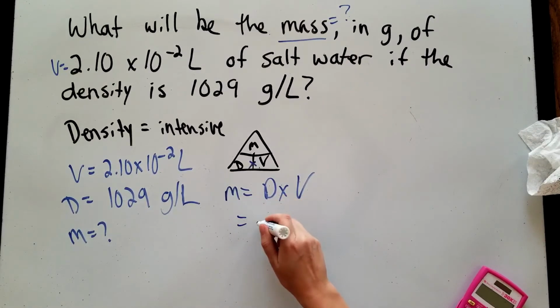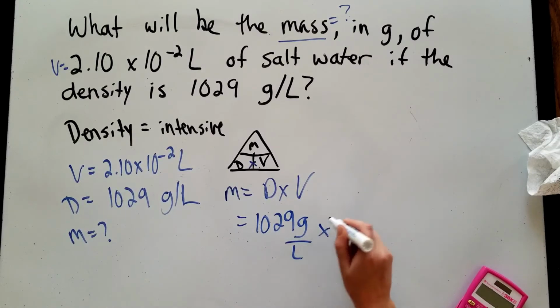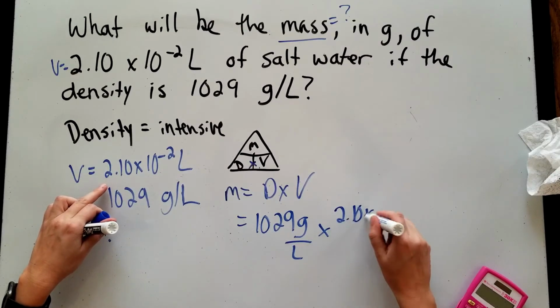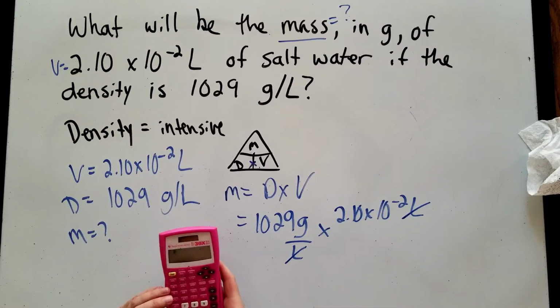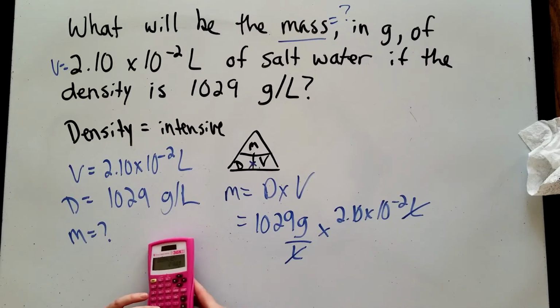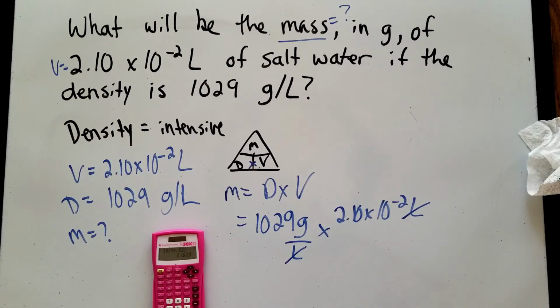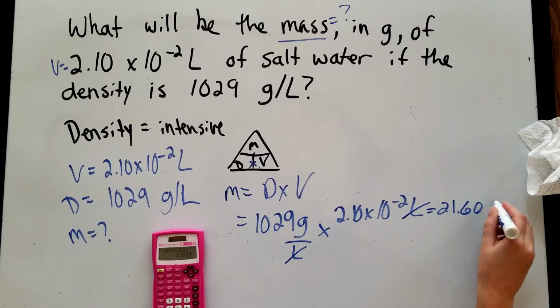So I'm going to put my density first, 1029 grams per liter, multiply that by my volume, 2.10 times 10 to the negative 2 liters. Liters, liters, opposite sides of that horizontal line. So 1029 times 2.10 times 10 to the negative 2, I get 21.6. Let me write all the digits. 21.609, because we need to figure out how many significant figures.